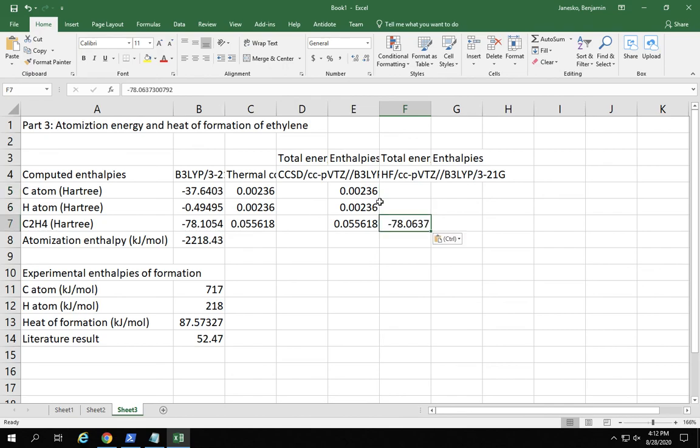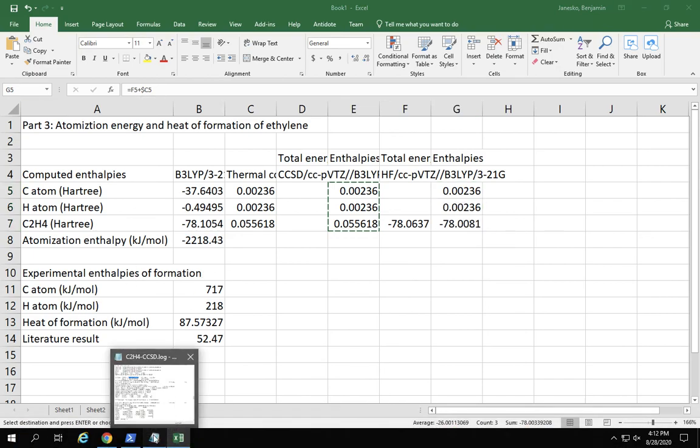Now you're starting to see, hopefully, why I want to use a spreadsheet to do this rather than just trying to do this all by hand. These are my thermal corrections. They're going to be always in column C. So now I can copy and paste these formulas and get the right answer there.